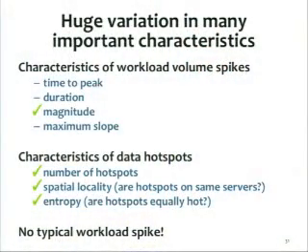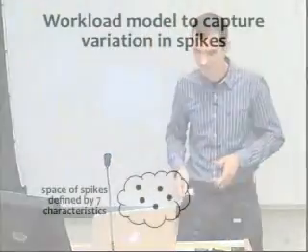So the point of this part was to characterize what the real spikes look like. We only looked at 5, but even in these 5, we found significant differences. So the conclusion is that there is no typical spike. If you want to stress test your system against these spikes, you can't just use one. You should really explore a larger space of these spikes.